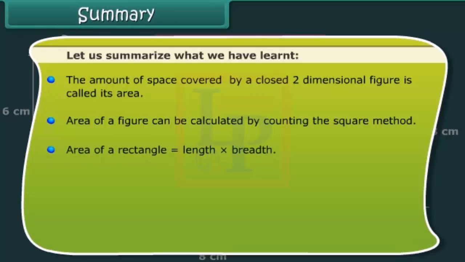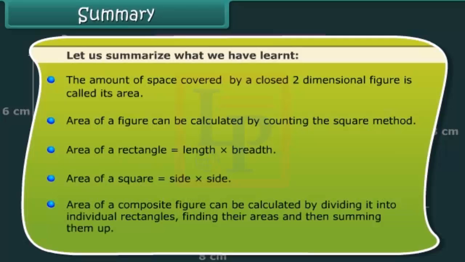The area of a rectangle is equal to length into breadth. The area of a square is equal to side into side. The area of a composite figure can be calculated by dividing it into individual rectangles, finding their areas and then summing them up.